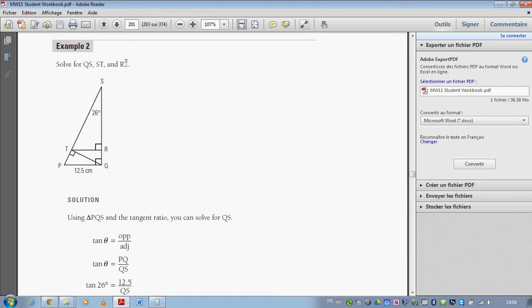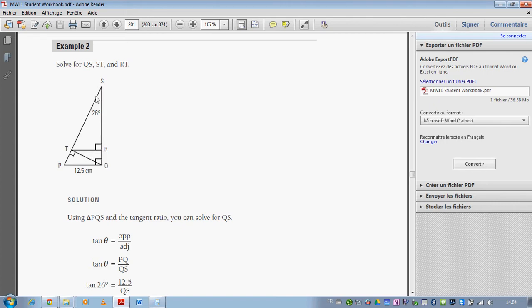Now, finally, the question is asking you to give me a value for side RT. RT is this side right here. Okay, we've got the angle here, and we just figured out that from S to T is 23 centimeters, and that is looking like the hypotenuse for angle STR.